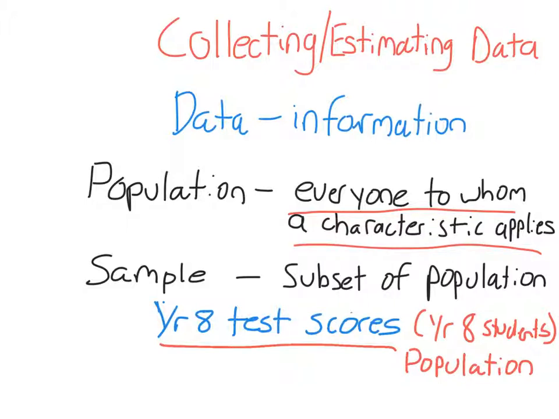So it can be tricky. Sometimes a certain group of people can be a population. Sometimes that same group of people is a sample. It depends on what you're trying to achieve with your data. So we need to look at how we can best sample. Please pause and copy this down if you need it.